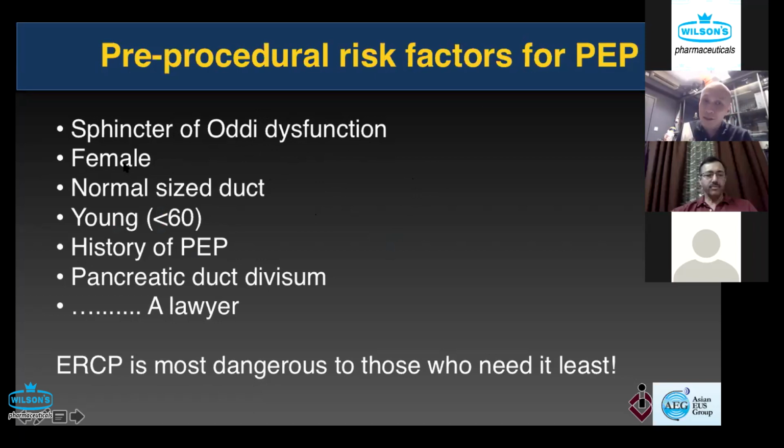But other factors, certainly, female gender, normal duct size, young patients, history of post-ERCP pancreatitis, and pancreatic duct injection are all risk factors for PEP. And in the States, of course, if the patient is a lawyer, it is also a risk of developing complications. So if you look at all these risk factors, you can really tell ERCP is most dangerous to all those who actually need it least.